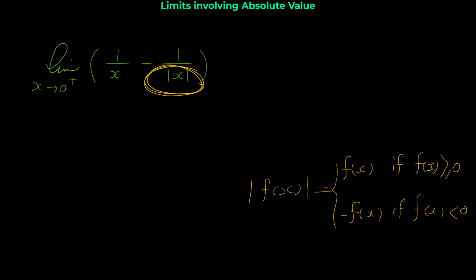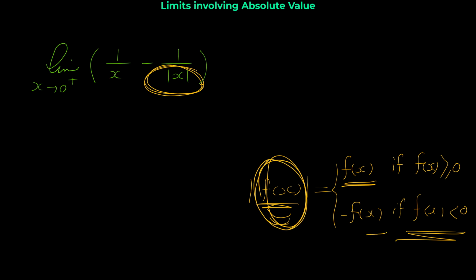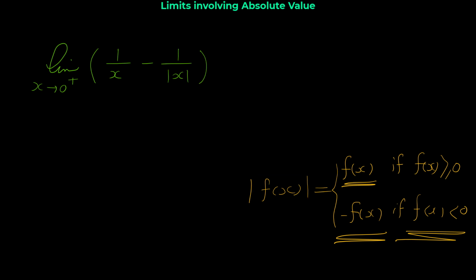So if f of x is greater than or equal to 0, the absolute of the expression equals the original expression. But if what is inside the absolute is less than 0, the absolute of that expression equals negative of that expression. Based on this definition of absolute value, we can get rid of the absolute value.